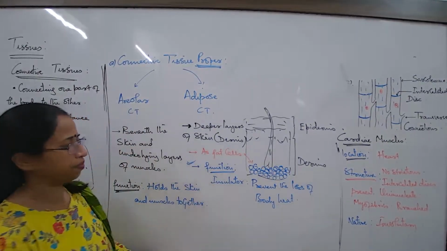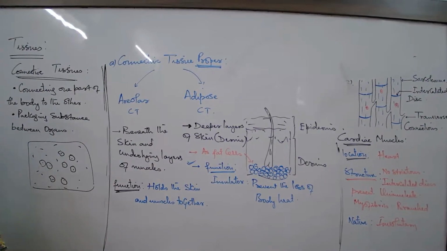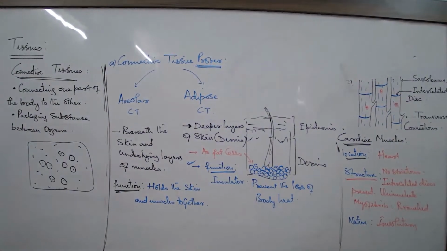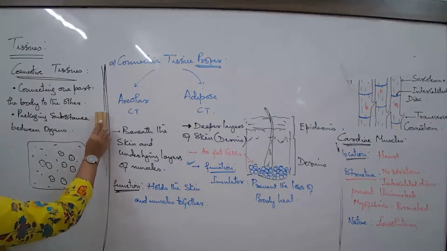Write down this function. Function of the adipose tissue. That's very important. Function of adipose tissues: they act as insulator, prevent the loss of body heat. You can also write it in the form of a question: What is the function of adipose tissues? Function of adipose tissues: prevent the loss of body heat.